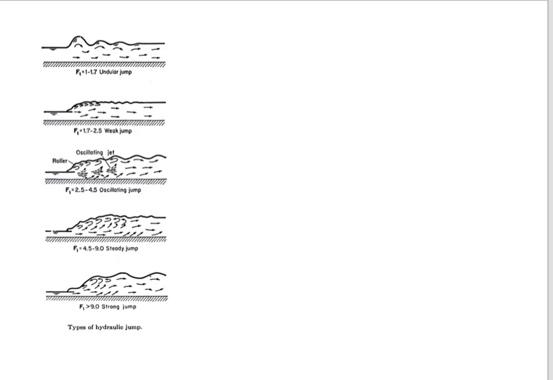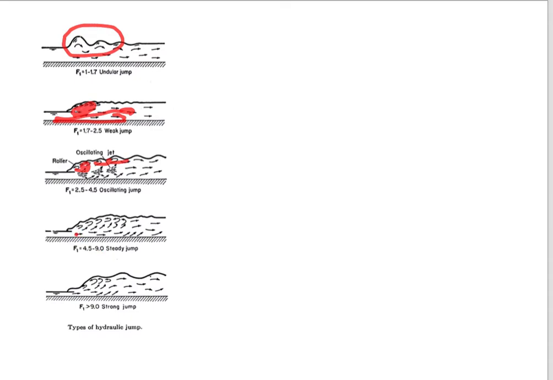So this is the value of the Froude number. Let's say from 1 to 1.7, we might have just a small increment here. And then until 2.5, there is some kind of weak jump. So the water still flows like this, and just a few vortices occur. And then for 2.5 to 4.5, there is a lot of this. And then if you have until 9, it's a steady jump.